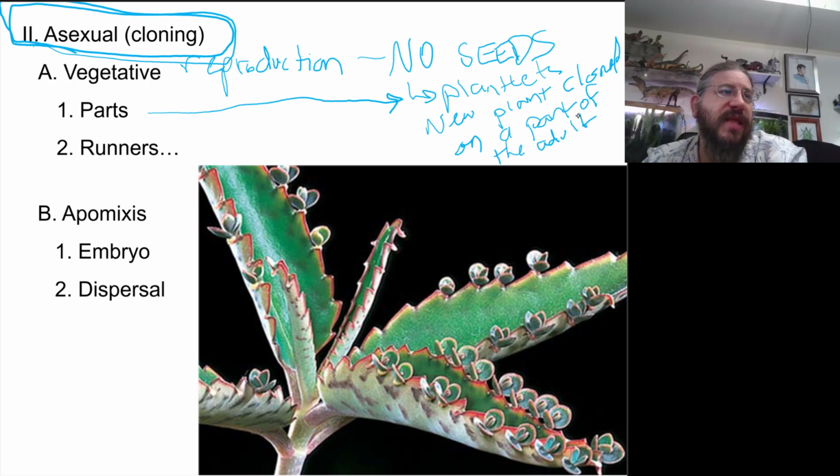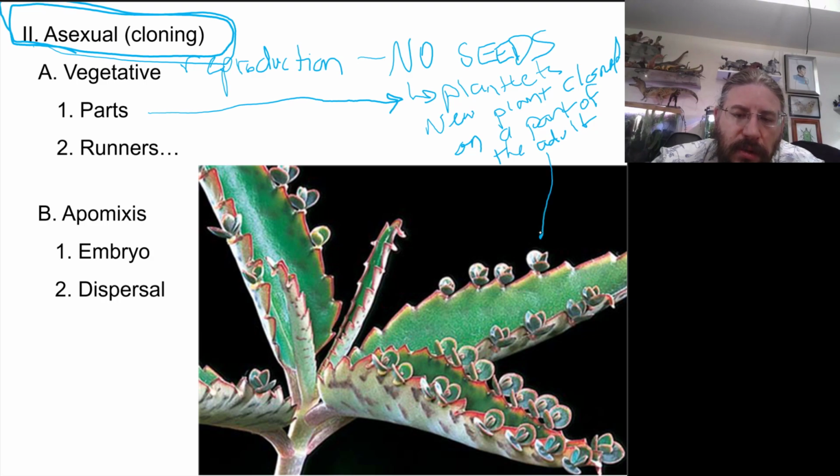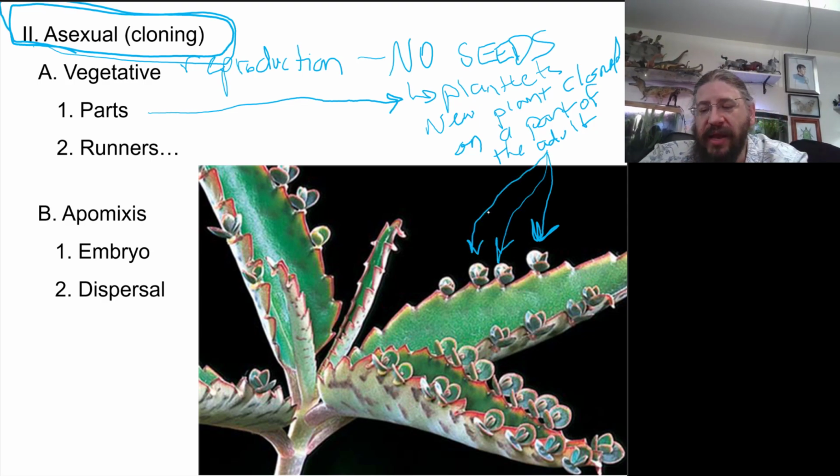Spider plants, they have a runner that comes out from the plant, and then a new plant is cloned off of the runner. So strawberries also do that. Whereas we have this fun little plant called a maternity plant, also referred to as the mother of thousands, where it clones plantlets on its own leaves. And so it can drop these plantlets off of its leaves, which is pretty cool. So you clone new plants on a part of the adult.